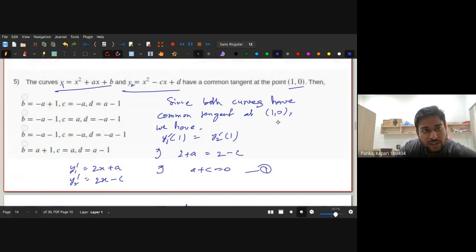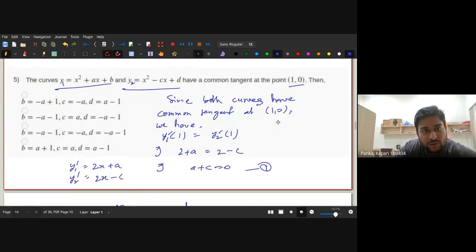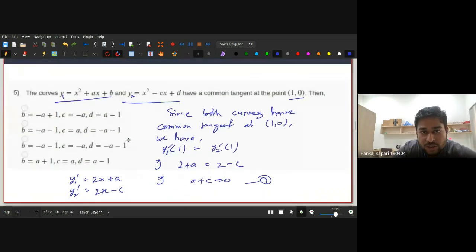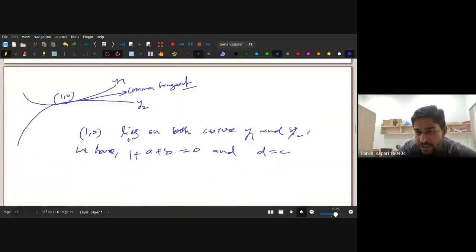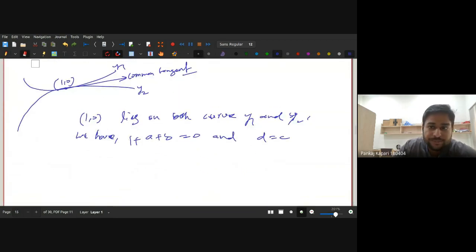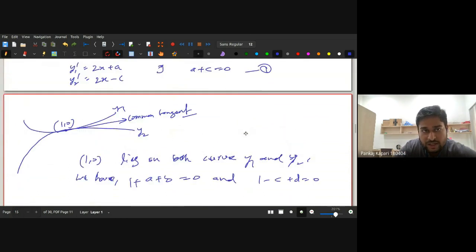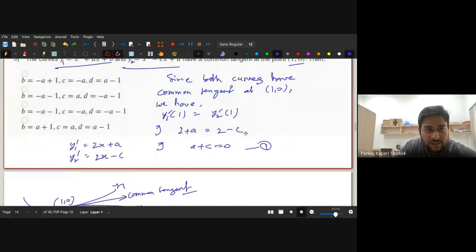If you put x equal to 1 in the first equation, then you will have 1 plus a plus b is 0. And if you put x equal to 1 in the second equation, you will have 1 minus c plus d is 0. So these are the relations we are getting: 1 plus a plus b is 0.